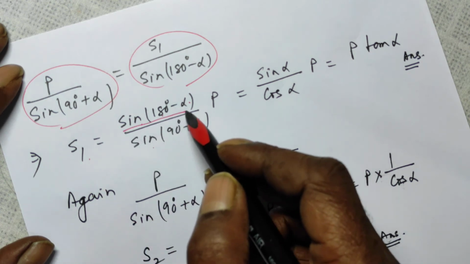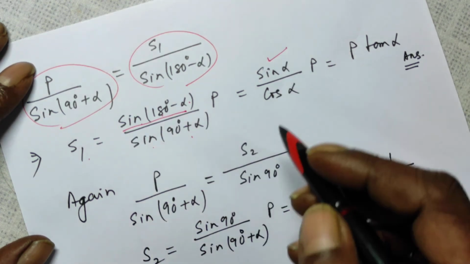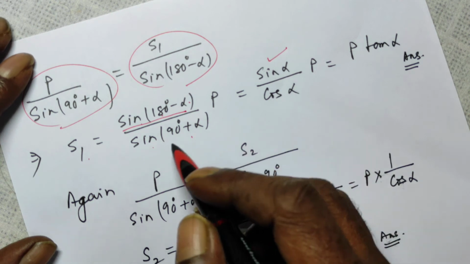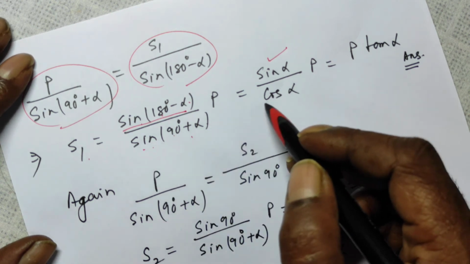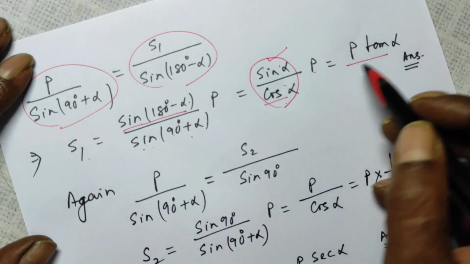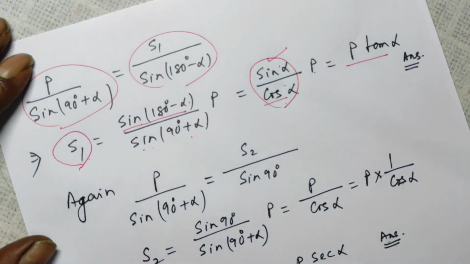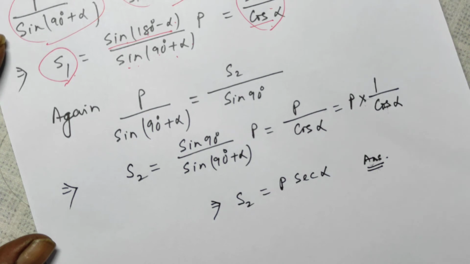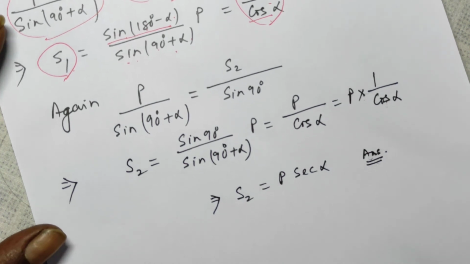And how much is sine 180 minus alpha? It's sine alpha. Simple trigonometry. Sine 90 plus alpha is cos alpha. Sine alpha over cos alpha is tangent alpha. So P tangent alpha is your tension force developed in the string BC.